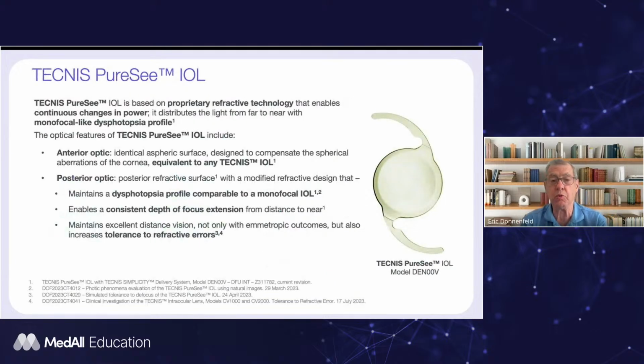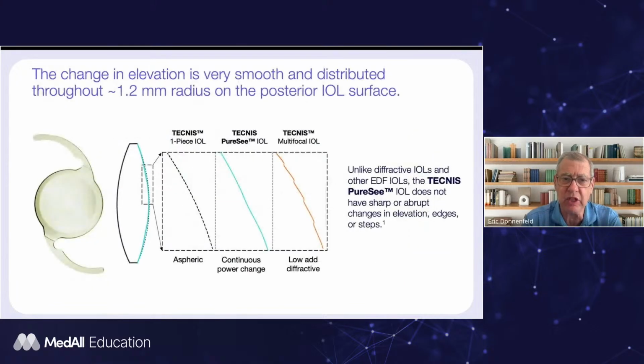Now, there are a group of lenses that are on the horizon that I've done FDA trials with, and the Technis Puracy is a lens that's probably next to be approved in the United States. It's very similar to the Eye-Enhanced lens. It's a lens that gives a great dysphotopsia profile. The patients in our trial were extraordinarily happy with this lens.